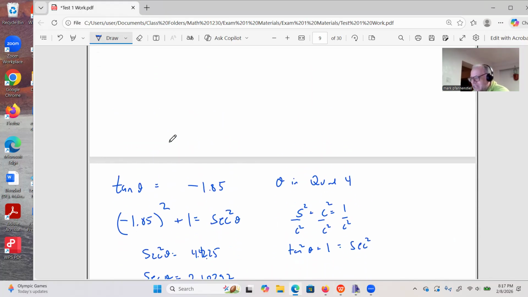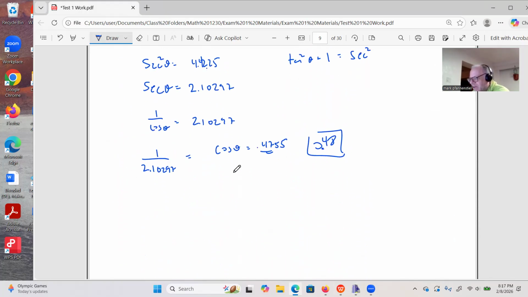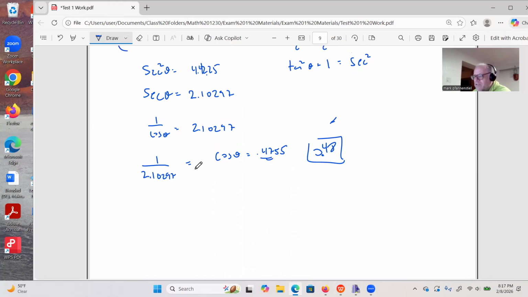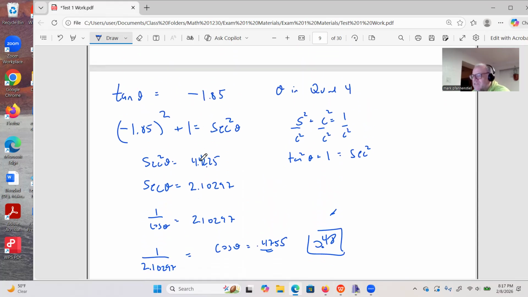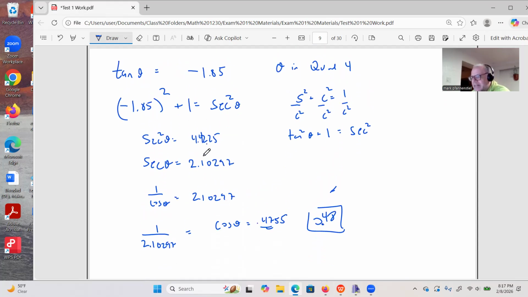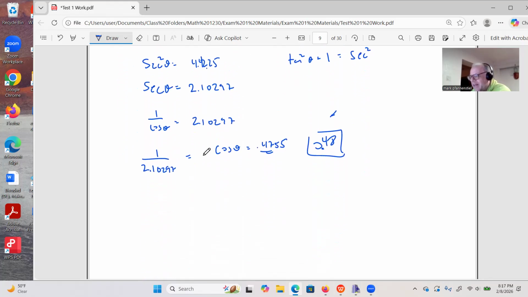What else did it ask for? It gave me a tangent, and then we have to figure out what our sine and cosine are. Well, we now know what the cosine is. Okay, I would love to be able to, well, yeah, we could do it that way. Let's do some reciprocal magic and see if we can't get our sine. So again, we have our sine squared plus cosine squared is equal to 1. That's something that you remember for the rest of your life.